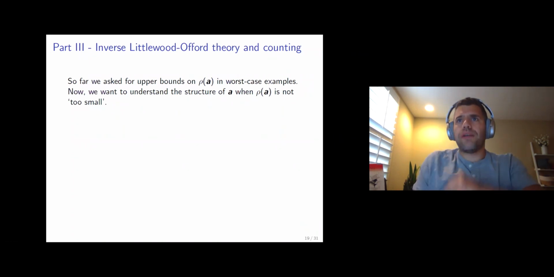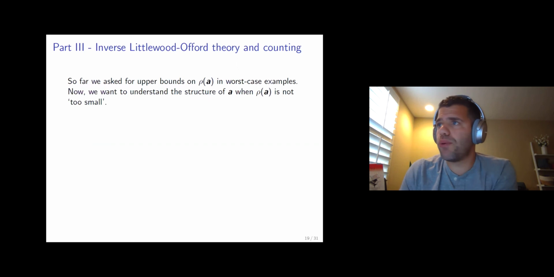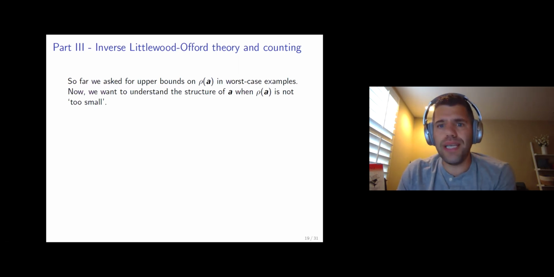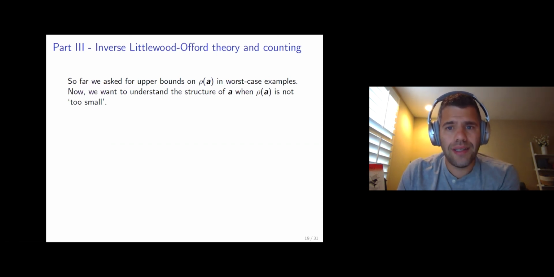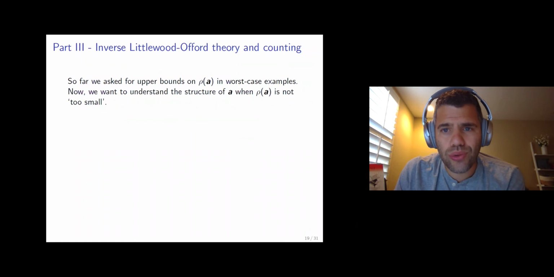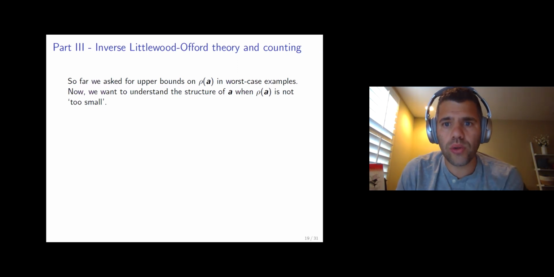So now let me move to the third part, which is inverse Littlewood-Offord theory and counting. So far we asked for upper bounds on the atom probability in worst case examples. And now we want to understand the structure of vectors if you tell me that the atom probability is not too small. For example, I think it should be a relatively simple exercise to show that if the atom probability is exactly n choose n over 2 times 2 to the minus n, then it means that the a_i's are all the same, that it's a constant vector, proportional to the all-ones vector.